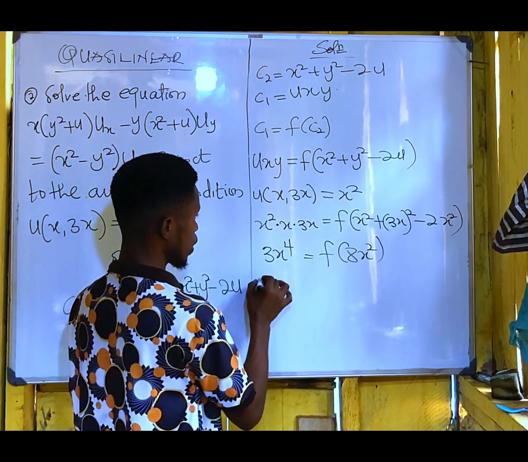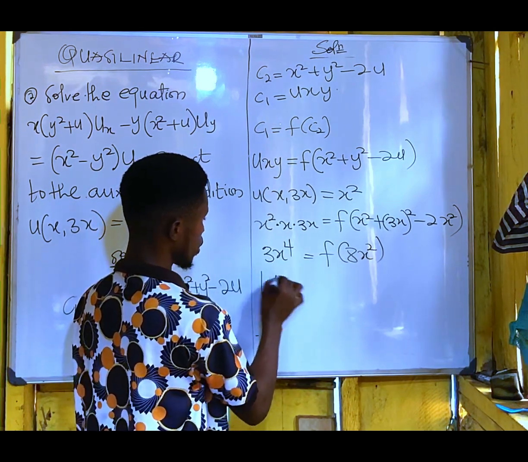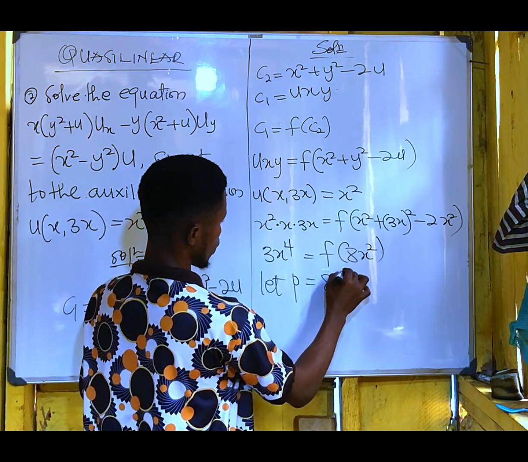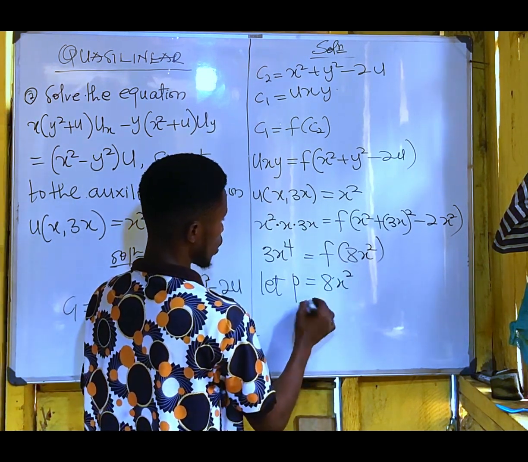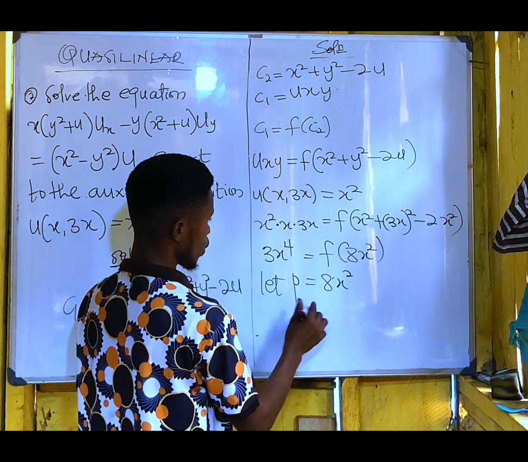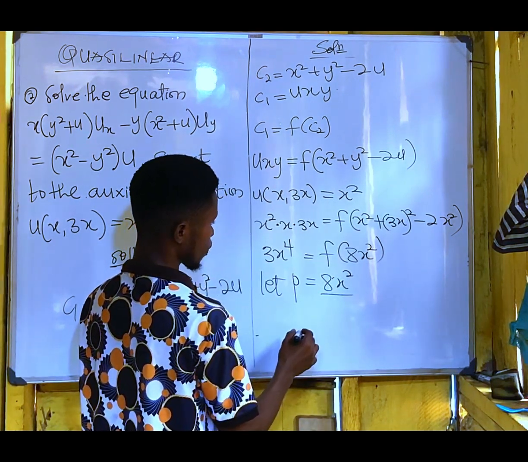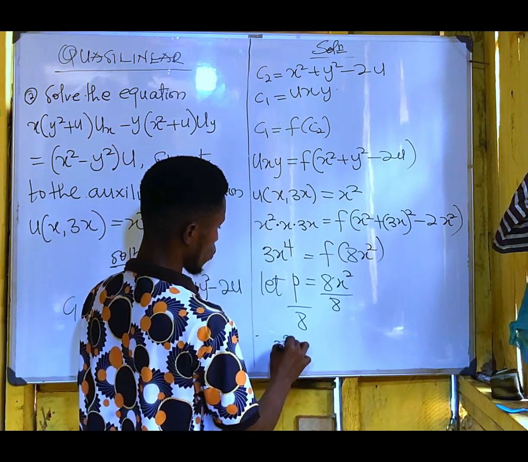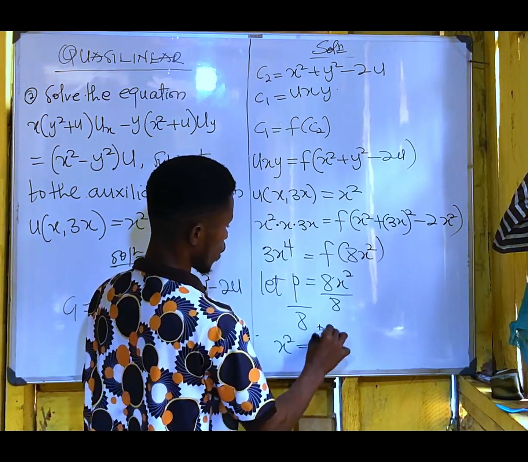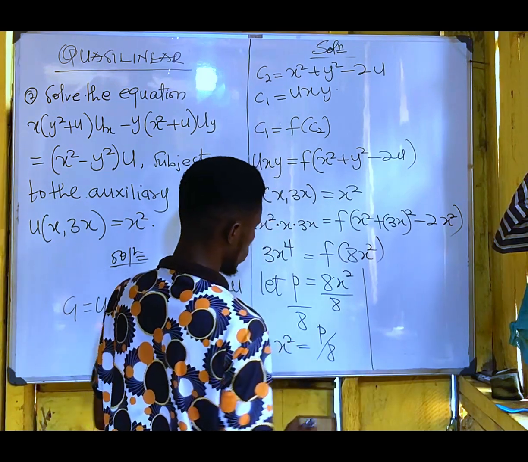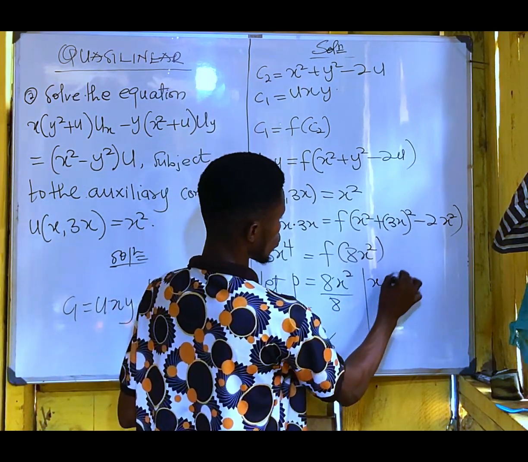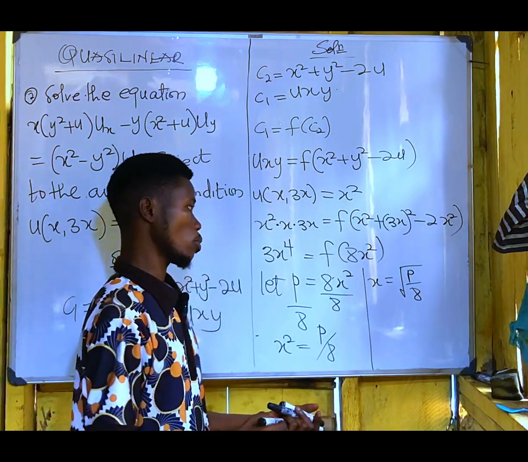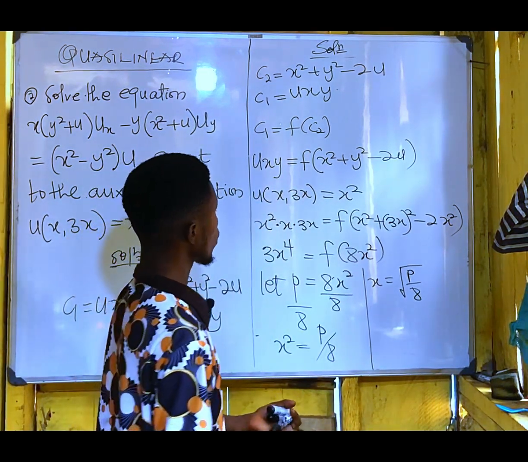So you just have to say that let p equals 8x². Then you divide here by 8, here by 8, so that I have x² equals p over 8. But I want only x, not x squared, so I take the square root. So our x will be the square root of p over 8. So this is what you're going to get for our x.